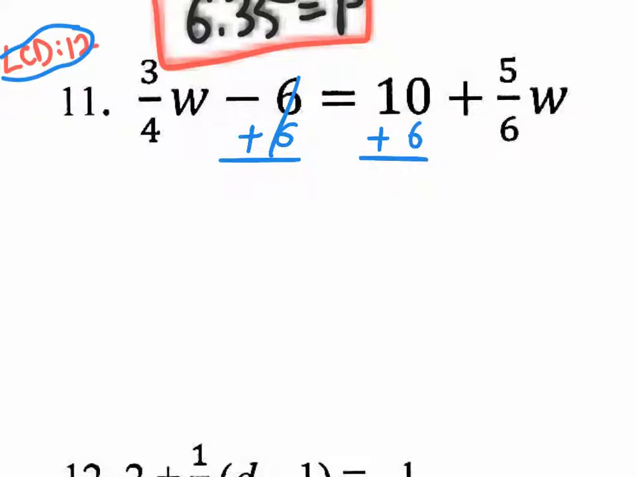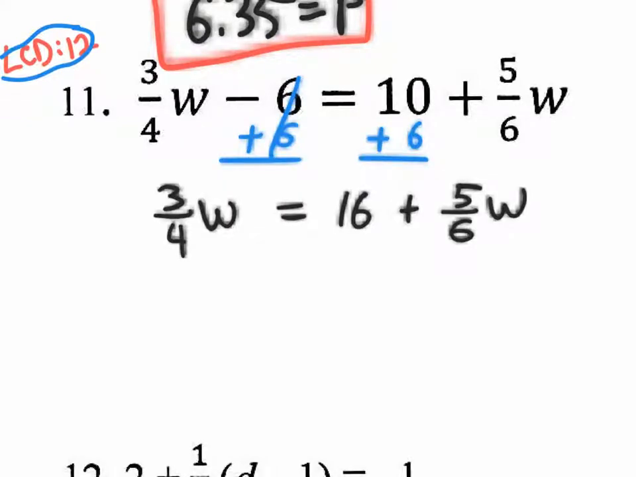So let me rewrite everything. The equation did become a little bit smaller, okay? So now I could worry about getting rid of fractions, and you might want to get rid of one fraction at a time, no problem. Which one do you want to get rid of, the 3/4 or the 5/6? 5/6. We'll go for the 3/4.